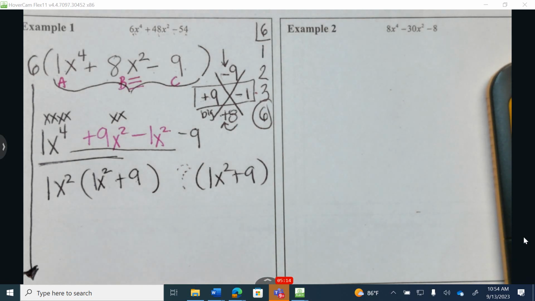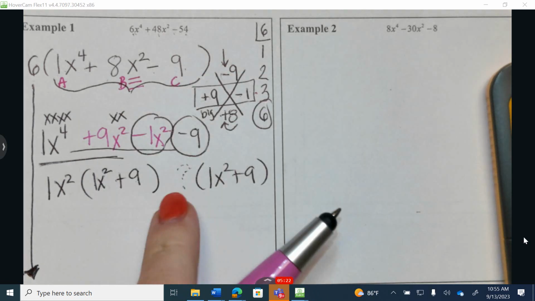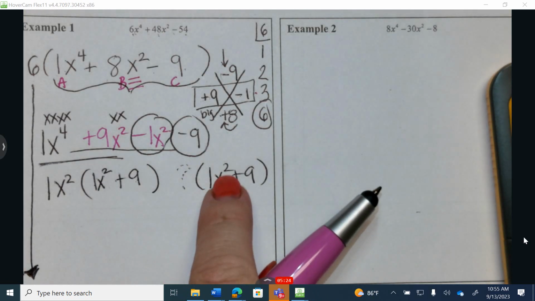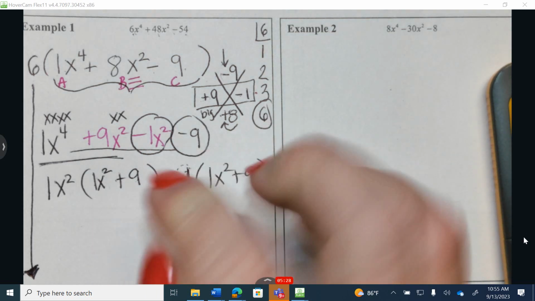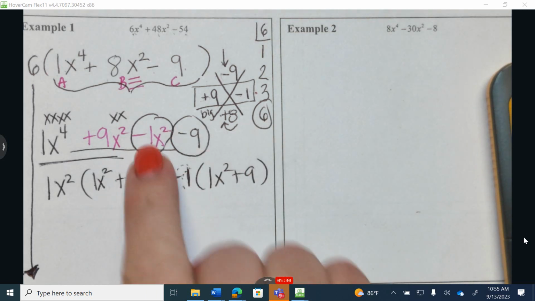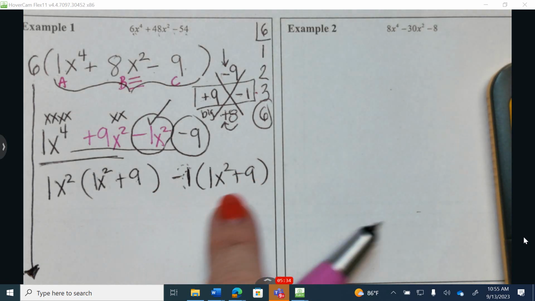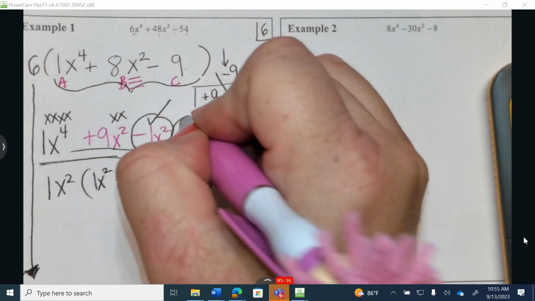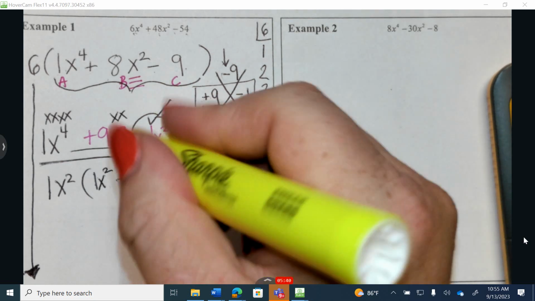Now, not every expression you're going to be given today is factorable. So we always have to check to see, does it work for both? I want to achieve both of these terms. Is there a number I can take times 1x squared and achieve negative 1x squared? There is, negative 1. Negative 1 times 1 is negative 1, and we have 2 x's. That works. Negative 1 times positive 9 is negative 9. That works. Now, I'm going to split this group in half.